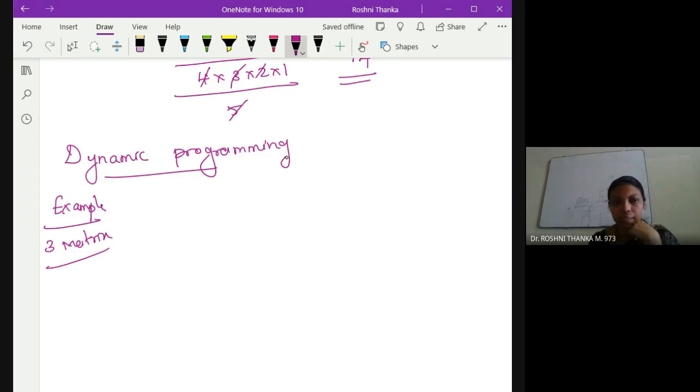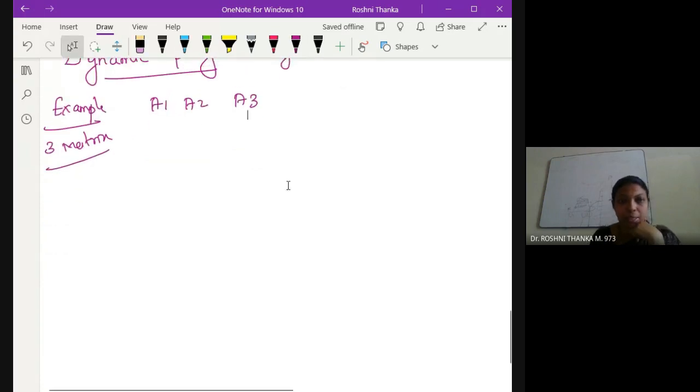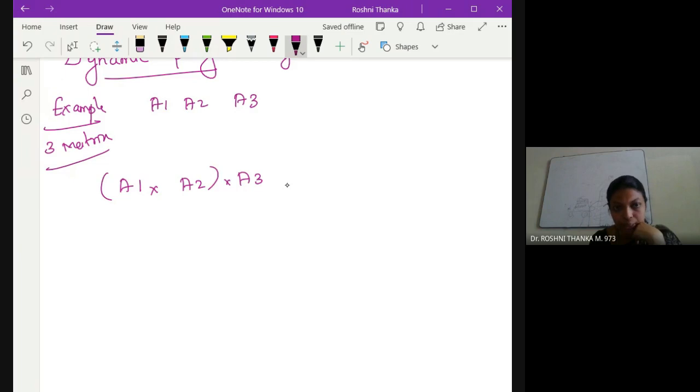So let us take the three matrices A1, A2, A3. So these are the three matrices I am going to take. When I have these three matrices, I have two different possibilities of parenthesization. What are the two different possibilities? One is when I take A1, A2, A3, I can do parenthesis like this. I can multiply these two first, then multiply the result with this. This is one possible way.